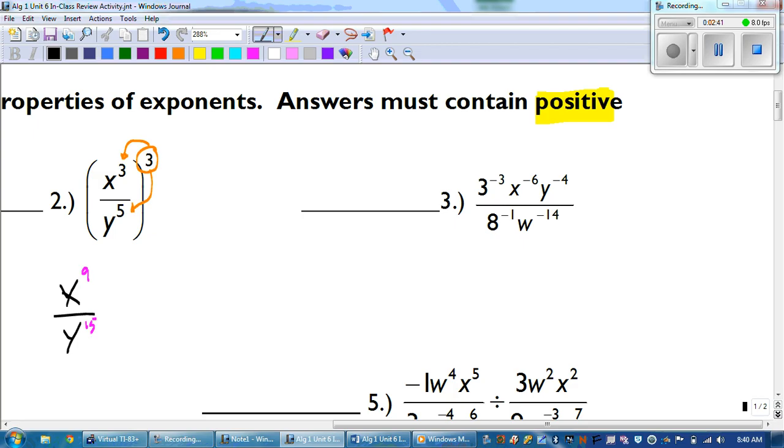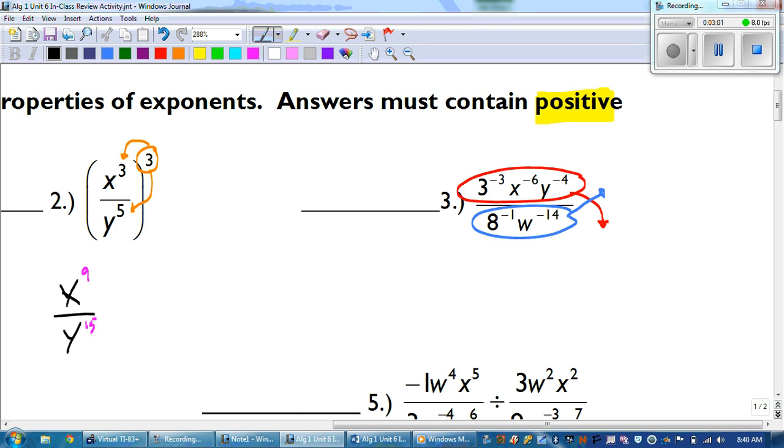Okay, now it's time for some negative exponents, okay? Remember, if your exponent's negative, drop it like it's hot. So everything with a negative exponent, I'm going to bring to the bottom, but if it's already on the bottom, you bring it to the top.